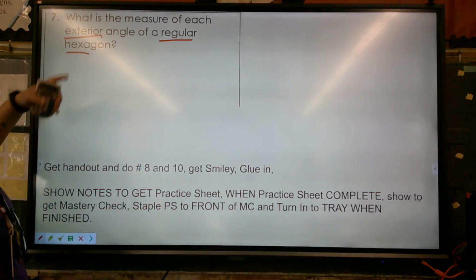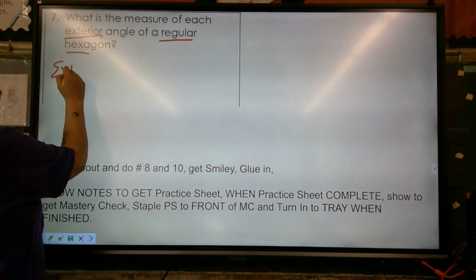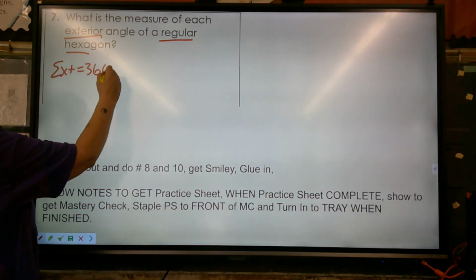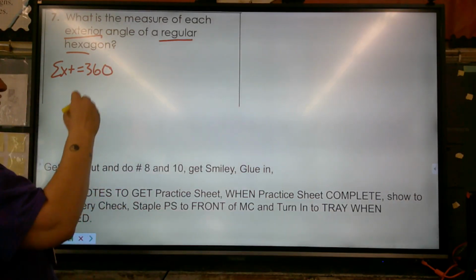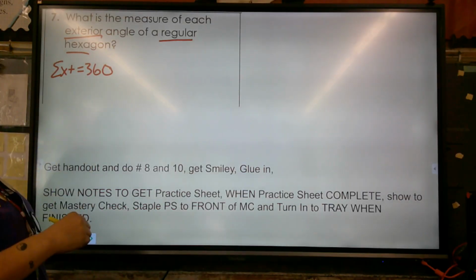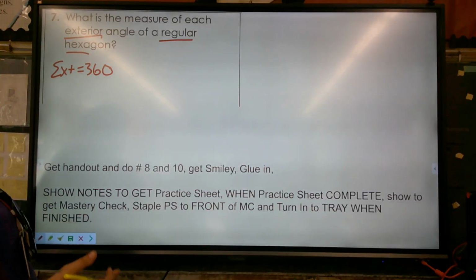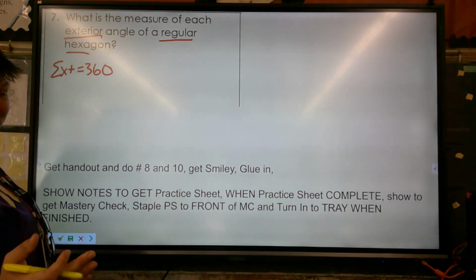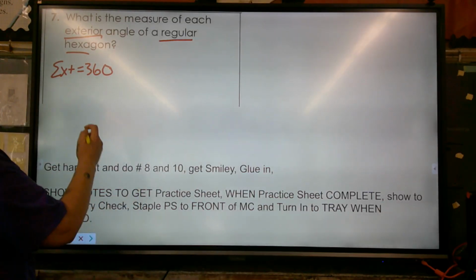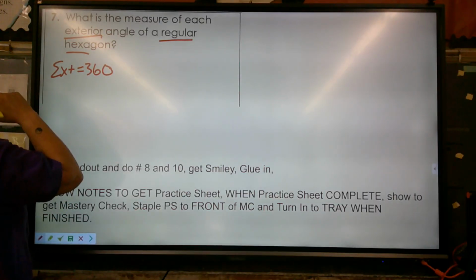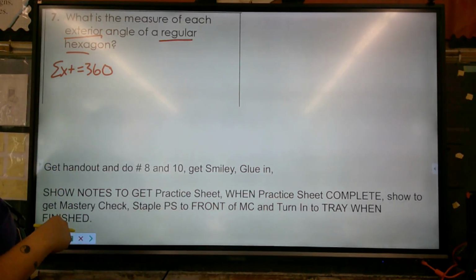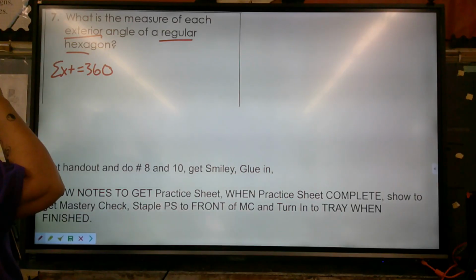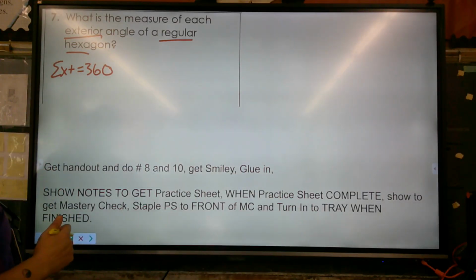So exterior, so we know the exterior has to equal 360. It's a regular hexagon, which means we know all of the angles are the same, inside, outside. All the side measures are the same, right? It's regular. And hexagon is 6-sided. This is information we know, right? Let's see if we can use that information. So what is the measure of each exterior angle of a regular hexagon?